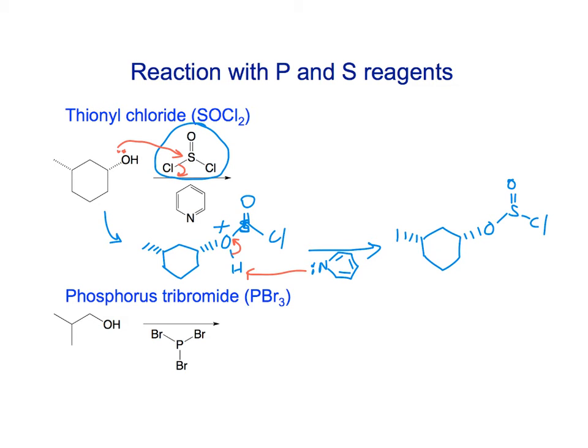Like this. And now, in one cool step, chloride is going to come in here and displace this whole leaving group. So it's going to come in from the top, the backside. This carbon-oxygen bond is going to go over here to make an oxygen-sulfur pi bond, and chloride is going to leave.